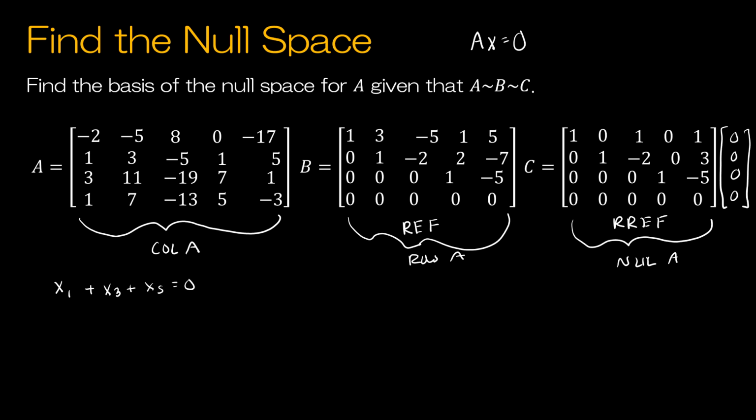And then I'm going to do the same thing for the next row, again, from the RREF form. So this is x2 minus 2x3 plus 3x5 is equal to 0. And then x4 minus 5x5 is equal to 0. And then I have zeros. So I want to write each of these values isolated.